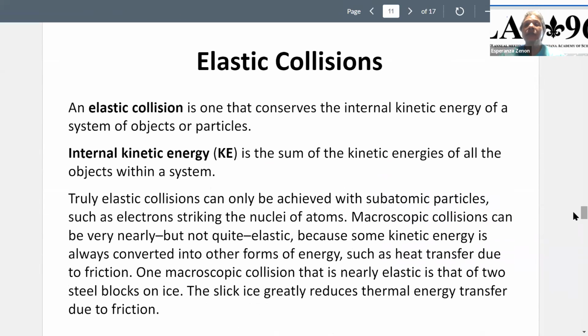Now, for us to utilize momentum conservation to solve problems relating to collisions, we have to know what types of collisions we're dealing with, okay? So the first type of collision that we'll look at is called an elastic collision. So an elastic collision, now think about this word elastic, stretchable, right? You kind of think of that kind of thing. Well, what we mean when we say elastic in this sense is that the objects will bounce off of each other. So they will hit each other and bounce off of each other, elastic collision.